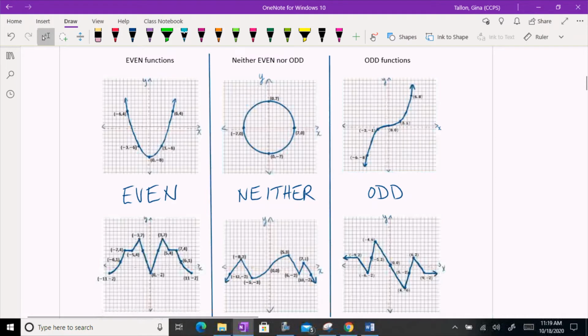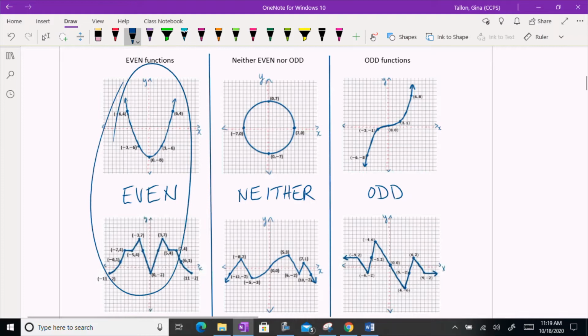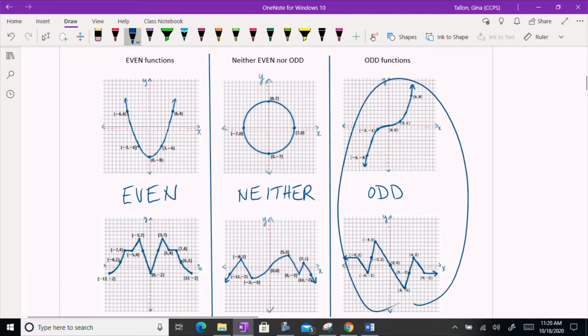So if you take a look at the even functions, hopefully you'll be able to discern something that's happening with both of those graphs over here. I'm talking about these two graphs, the even functions on the left-hand side. They have a common characteristic, those two graphs. On the right-hand side, these odd functions, they have something in common as well.